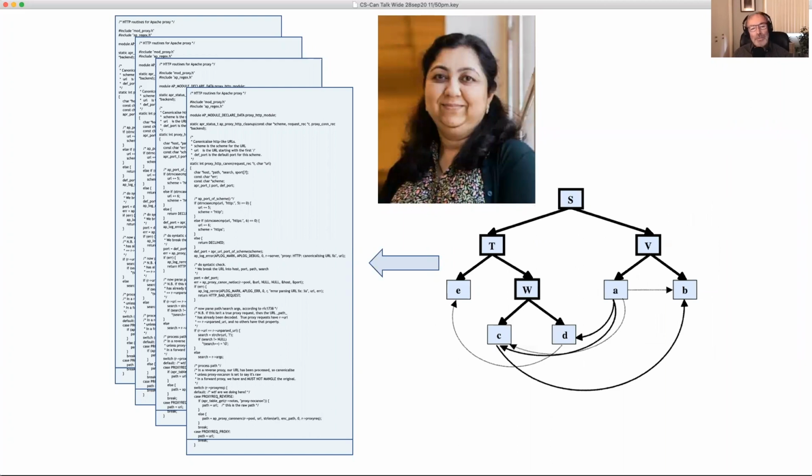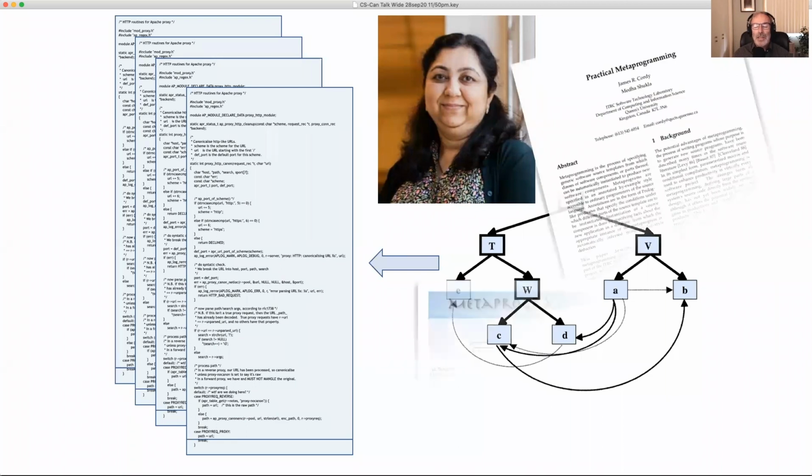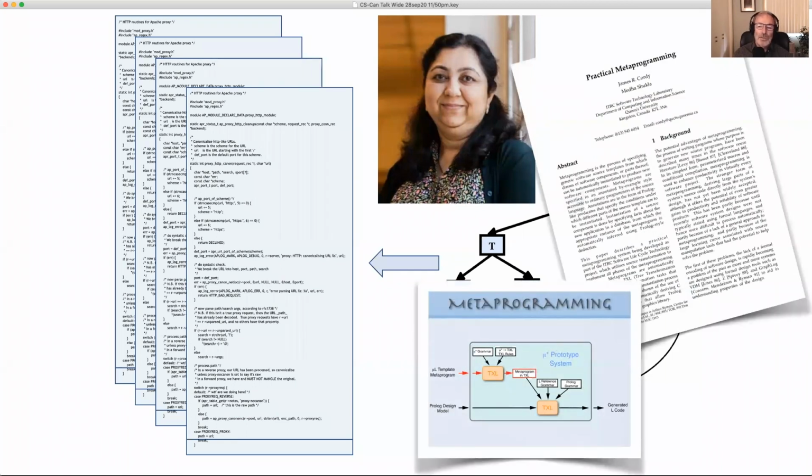Another student of mine, Meda Shukla, realized that we could do the opposite: that if we had a representation of a model, we could automatically generate the source code for a system to match that model. This was an early version of model-driven engineering, around 1992, I'm going to say.